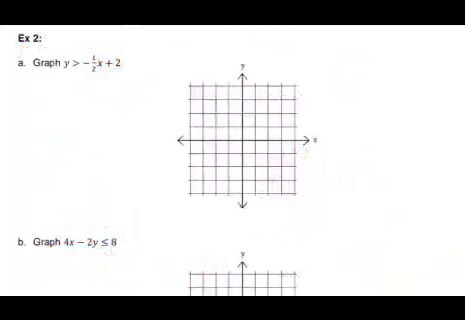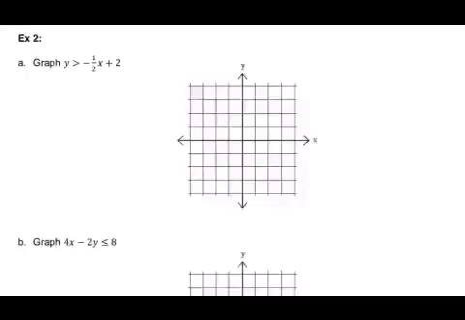For the next example, notice that our equation is in slope-intercept form. We have y equals mx plus b, but we just have that inequality sign. So again, graph this just as you would if it was y is equal to negative 1/2 x plus 2, and then we'll decide whether our line is dashed or solid and figure out where we need to shade.